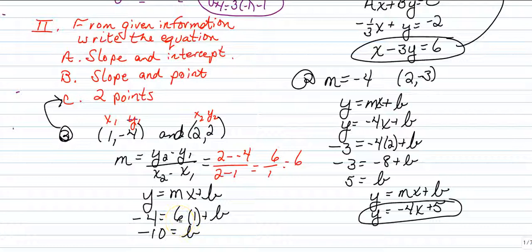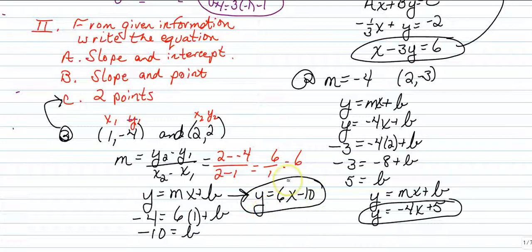And now we have all the necessary information. y equals mx plus b. Let me fill in y equals m, which we determined to be 6, x plus b, minus 10. And there is our equation in slope-intercept form. We'll just quickly put that in standard form. Take the 6x to the other side, be negative 6x. Leave the y where it is, equals negative 10.